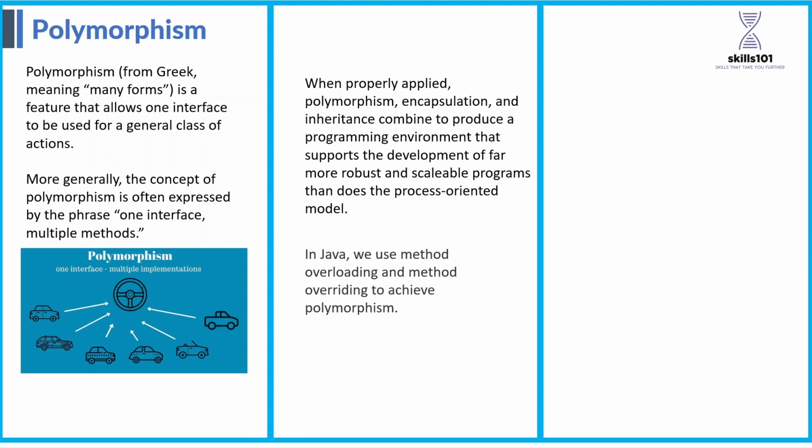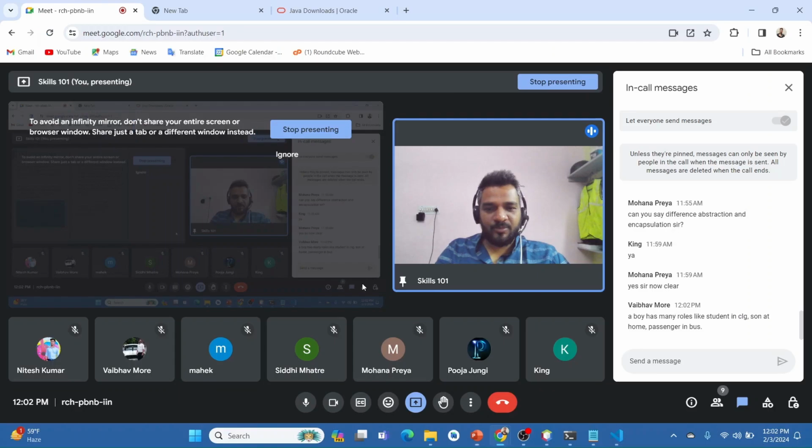So polymorphism is achieved through overloading and overriding in the programming world of Java. But as a concept, polymorphism is just showing different forms in different situations, right? So that is polymorphism. Understood the basic idea of polymorphism? Like a student in college, a son at home, a passenger in a bus. So we all exhibit polymorphism in different situations.